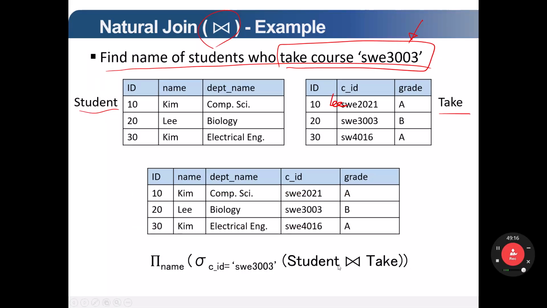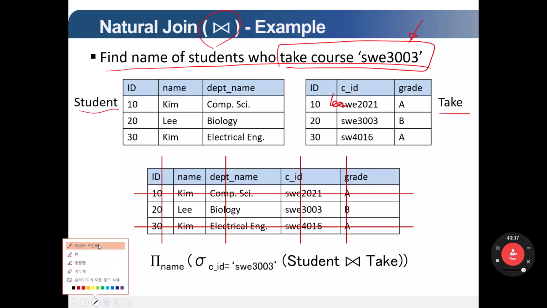So this natural join operator will generate these three records, and then this filter condition, select operator, will eliminate these two records from this table, and then this projection will eliminate unnecessary attributes from the output table. So Lee will be returned. A single scalar value will be returned from this query.